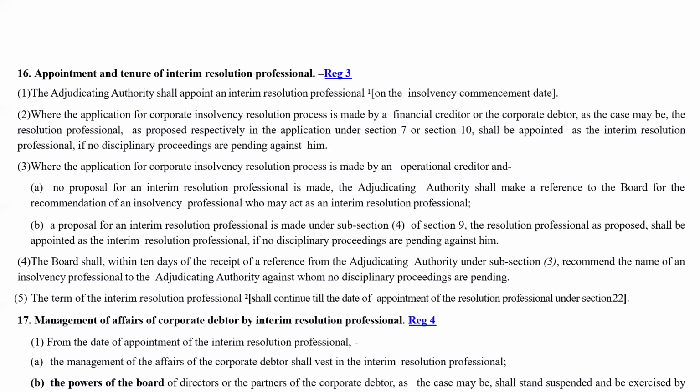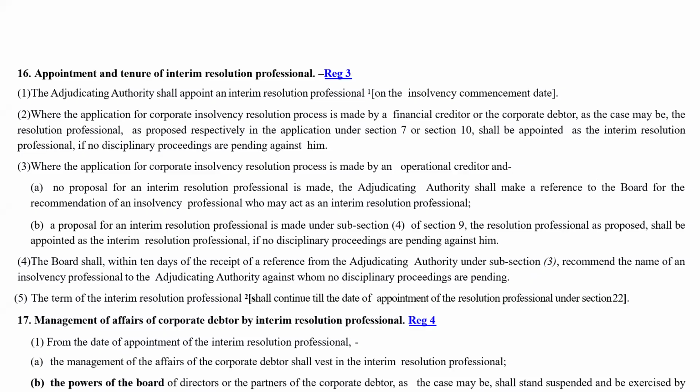Appointment and tenure of the IRP. The adjudicating authority shall appoint an IRP on the insolvency commencement date, right? So in an application under section 7, which is given by a financial creditor, or section 10, which is filed by the corporate applicant, the name of the IRP has to be given. Necessary, it is mandatory. So in such cases, that IRP shall be appointed if no disciplinary proceedings are pending against him, right?